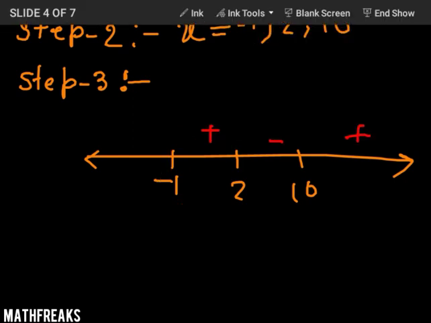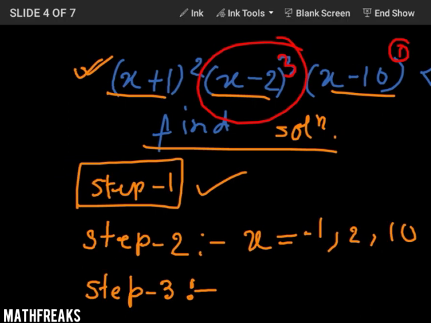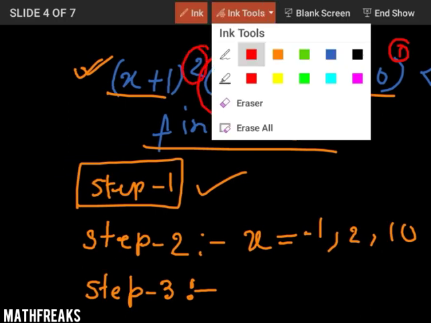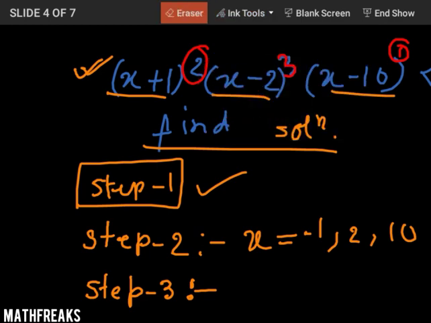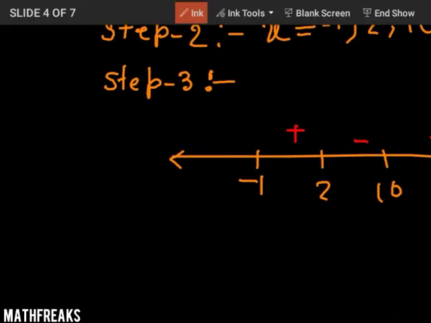And if we check the factor from which we have found minus 1, the power is even. So what was the rule? If the power is odd, then only we have to change the sign, but since the power is even, we don't have to change the sign. So our last sign was plus, so it will also be plus. There will be no sign change.